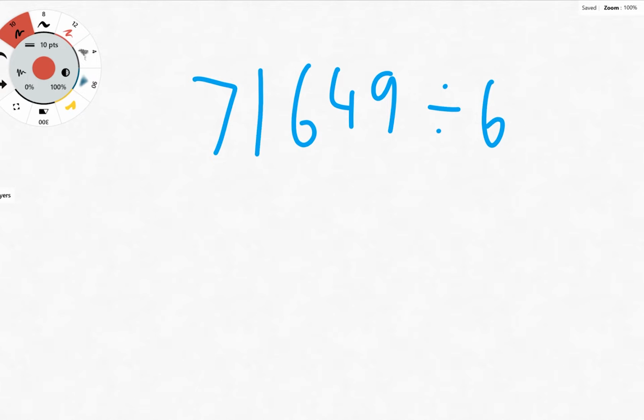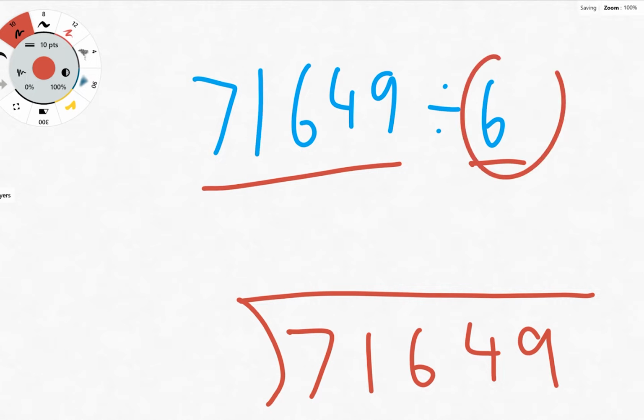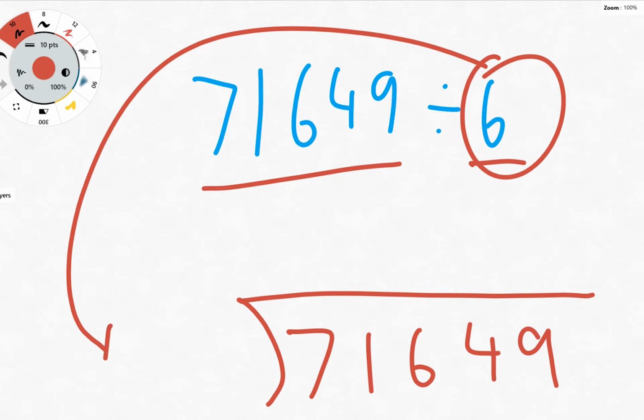Hi everyone, today we're going to be dividing large numbers by small numbers, and here is the perfect example. As you can see, I've got 71,649 and I'm going to be dividing that number by 6. The first thing I want to do with my equation here is to write 71,649 on the bottom. Next, I'm going to place a division symbol at the top and place the 6 all the way on this side. There we go, we have it.